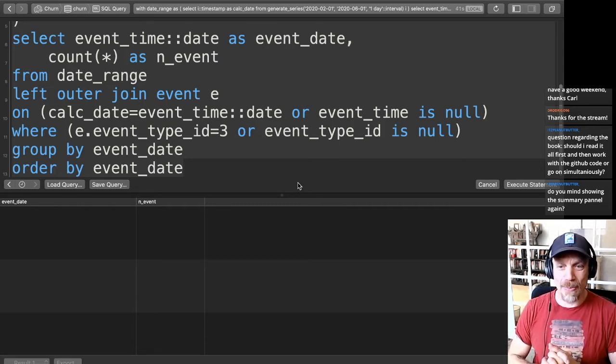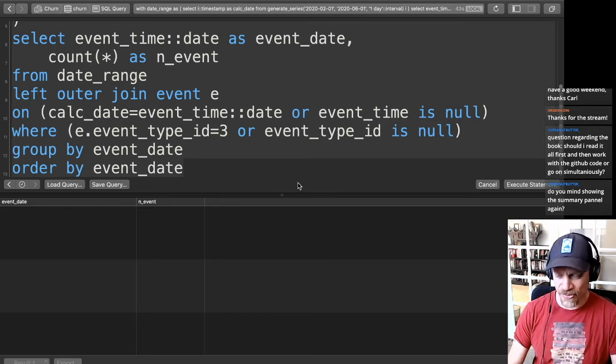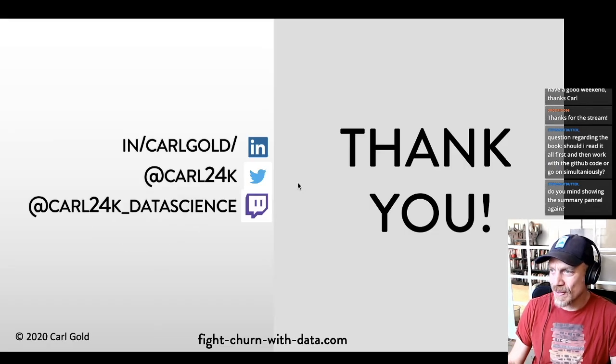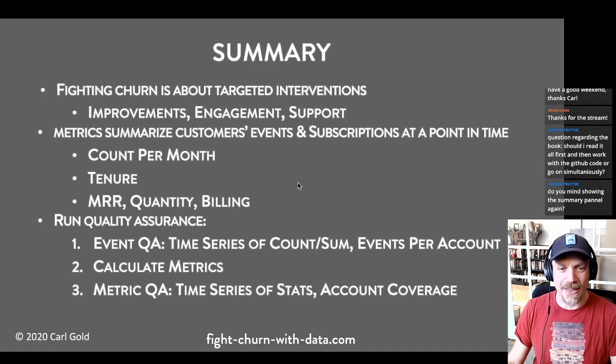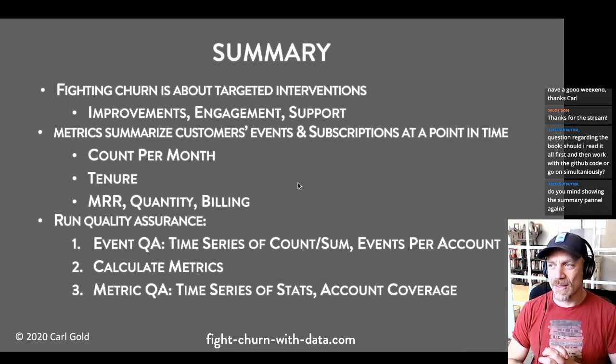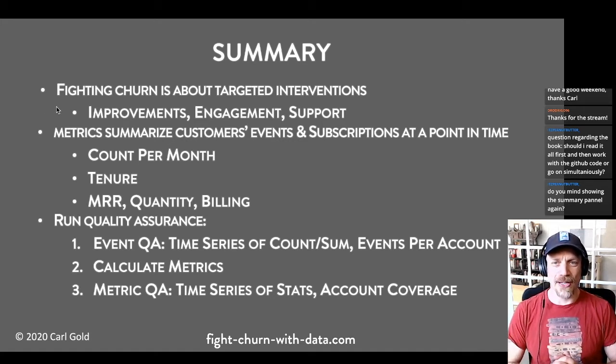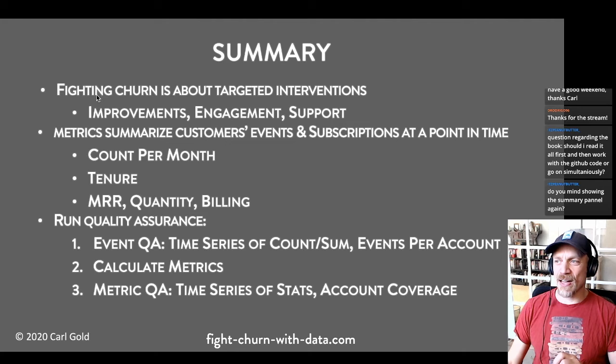Do you mind showing the summary panel again? Oh, the summary from the slide deck? Sure, I'll let that query run for a minute. The first bullet is the overall summary of Fighting Churn With Data. And then this is the main points of chapter 3: count metrics, tenure metrics, subscription-based metrics, and then all the quality assurance that you do on them.